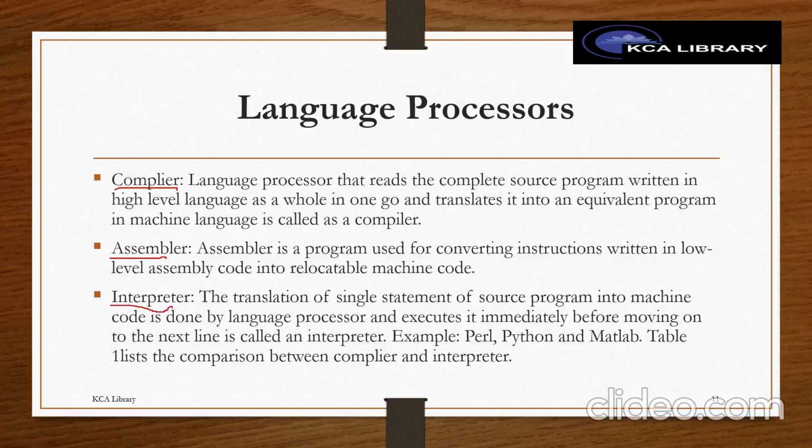We also have what we call an interpreter. The translation of a single statement of the source program into machine code by a language processor, which then executes it immediately before moving on to the next line, is what we call an interpreter. Examples are Perl, Python, and MATLAB.